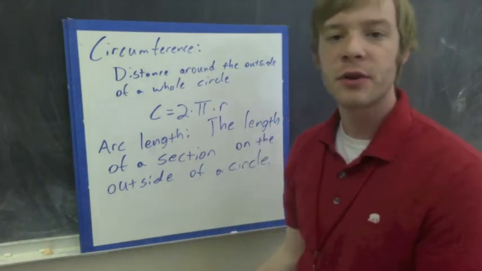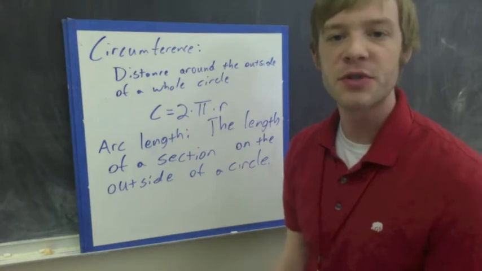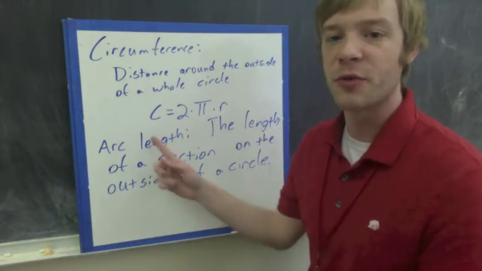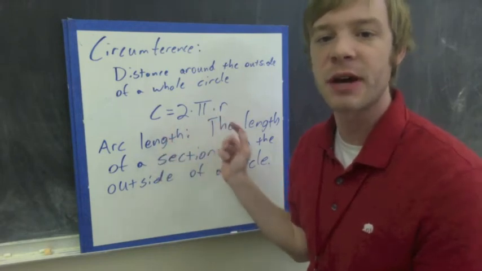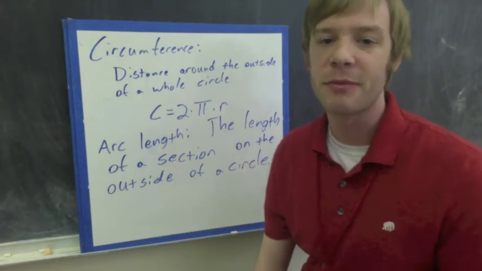Alright, so many of you already know what circumference is, but let's just recap with a quick definition. Circumference is just the distance around the outside of a whole circle, and we use this formula: circumference equals 2 times pi times r. Pretty simple. I think most people have seen that before.